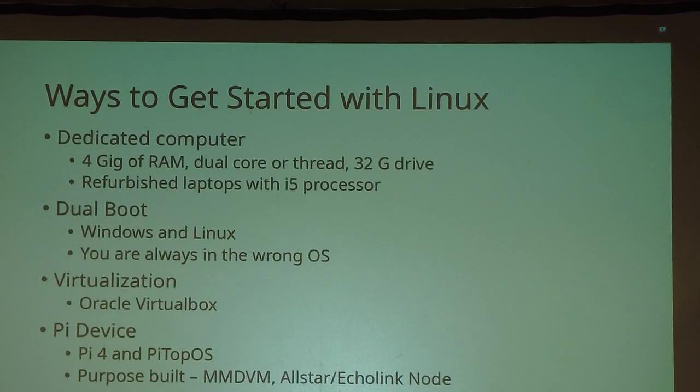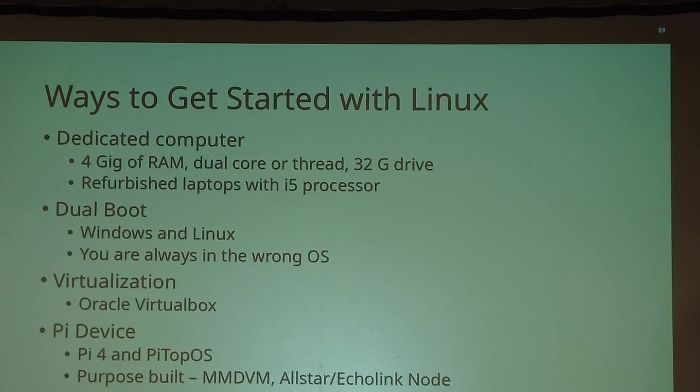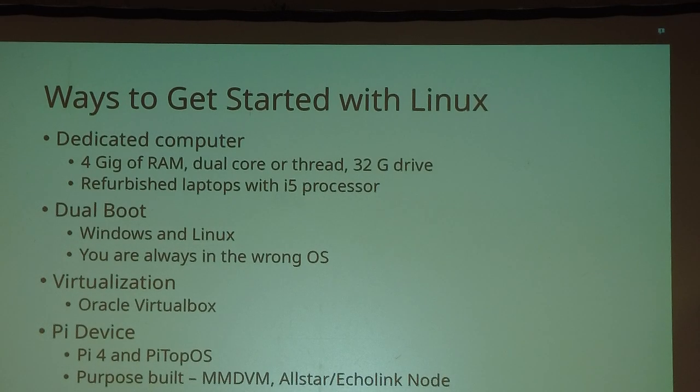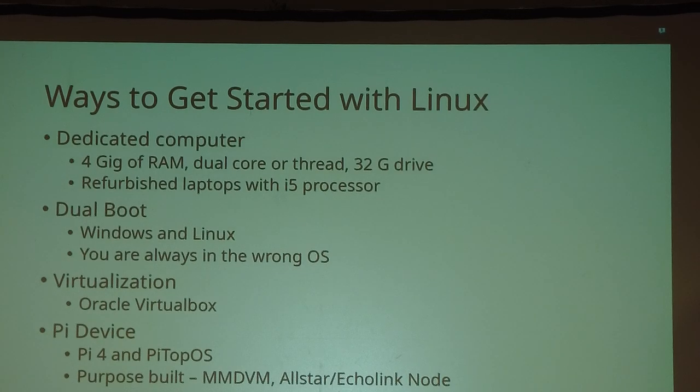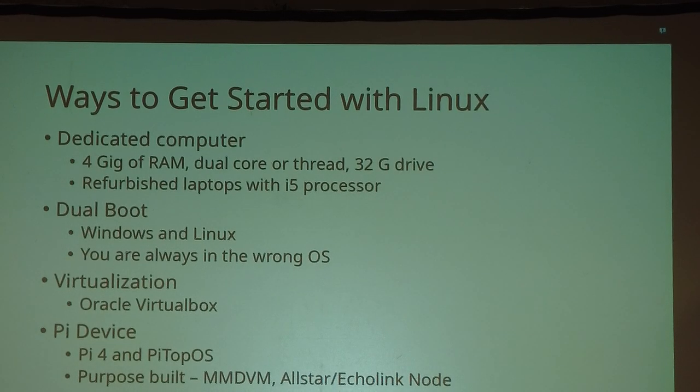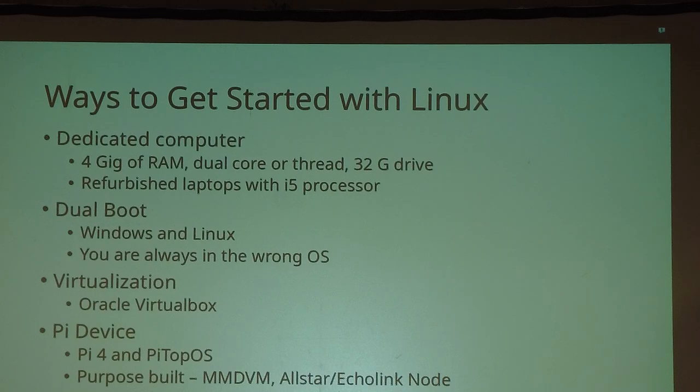Getting started. You can do the dedicated computer route. That 2003 Windows 98 box with 1 gig of RAM, don't go there. I recommend 4 gig. You can kind of get to running with 2, but 4 gig runs good. Dual core thread, 32 gig drive ought to be good. You can even fit it on 20 gigs. So it is pretty small.